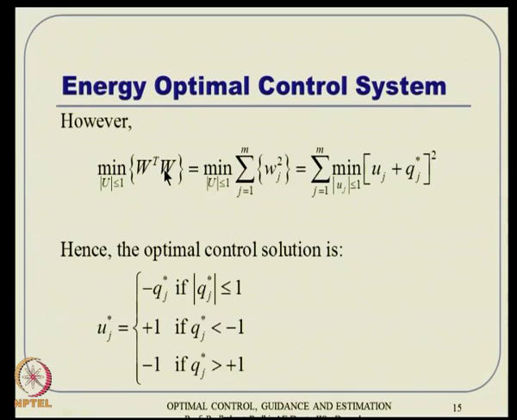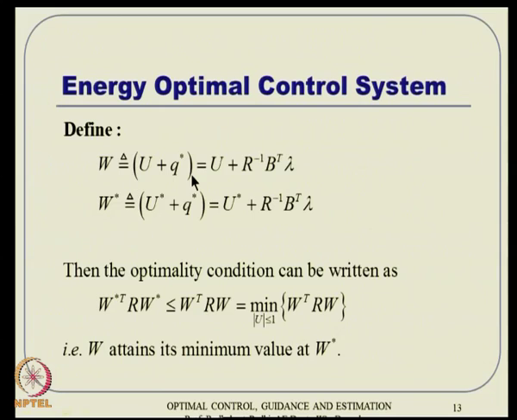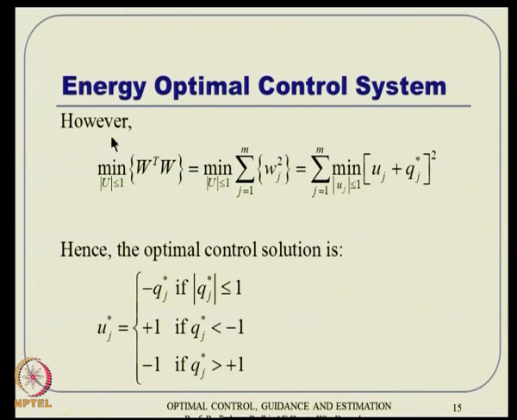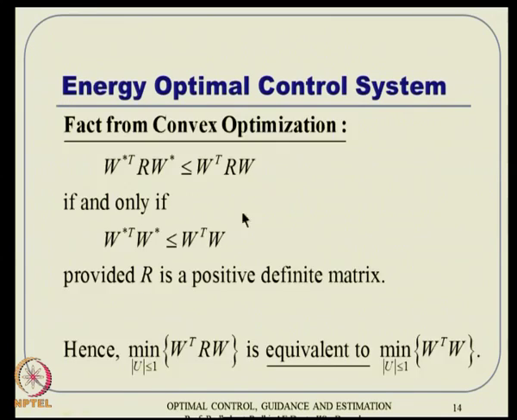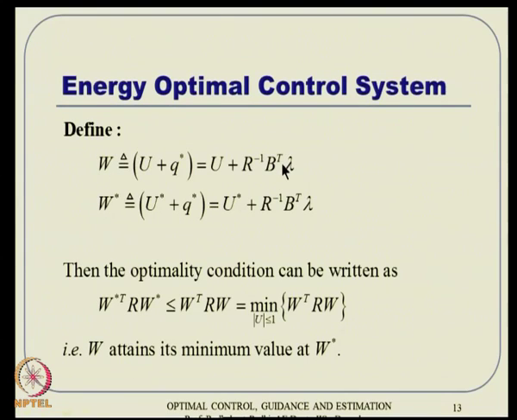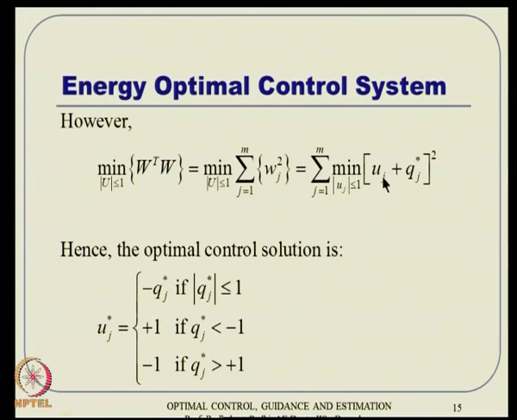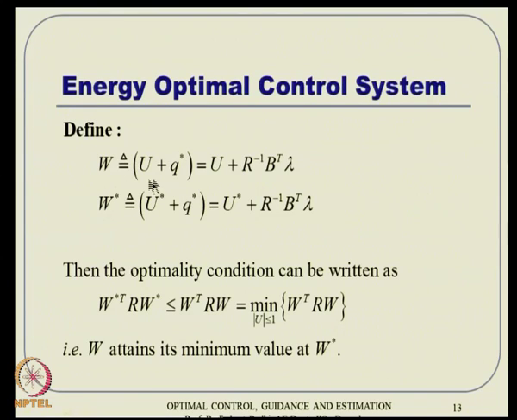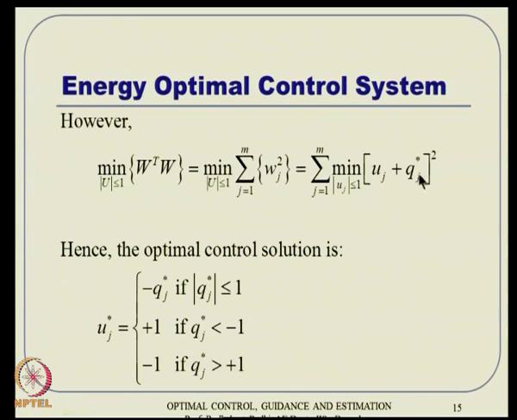So, this W is a vector, remember that, because the definition of W is like this. W transpose W is nothing but the summation of Wj squares. It is W1 square plus W2 square like that. Now, by definition, if I go through that and put the definition there, then Wj happens to be Uj plus Qj. This is a vector, this is a vector, so I can collect any component of W as a component of that plus a component of that. So we write it here: Uj plus Qj star, whole square. Hence, the optimal control solution.